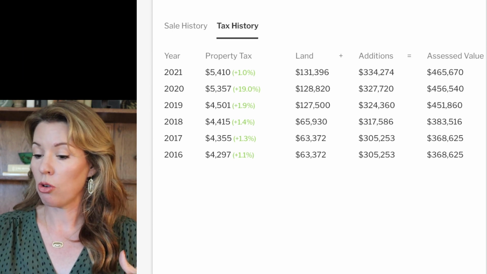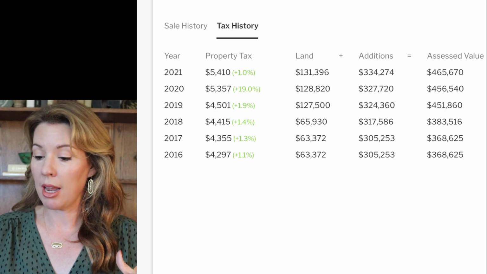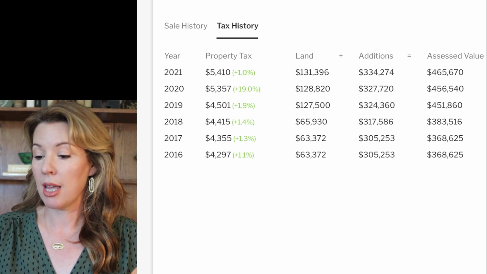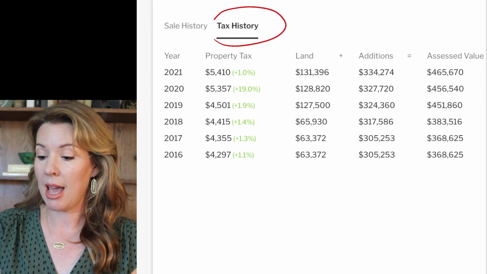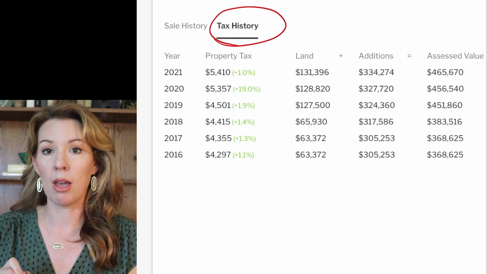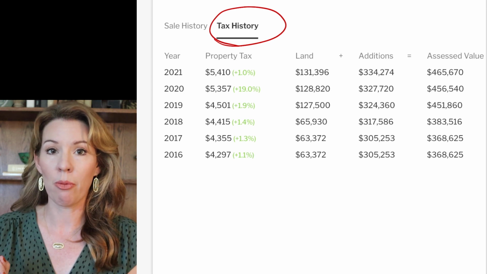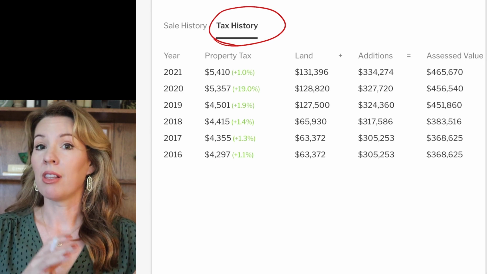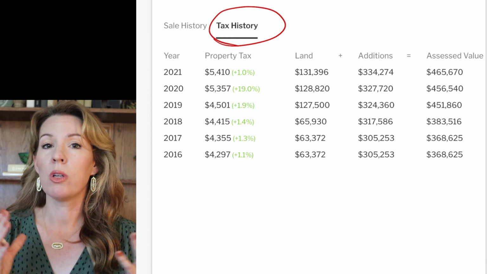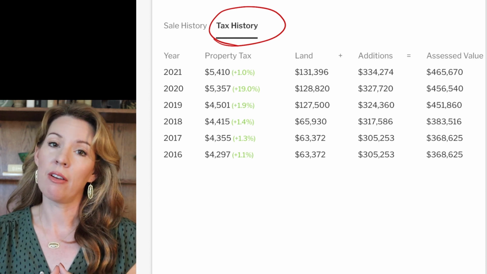On Redfin though, I scrolled down towards the bottom, all the way to the sale history, and then I clicked on the tax history tab here. So that part is important. We're going to need these numbers in order to calculate the amount. We are going to be looking at the data for last year in 2021 because we do not have the data yet for the current year of 2022.